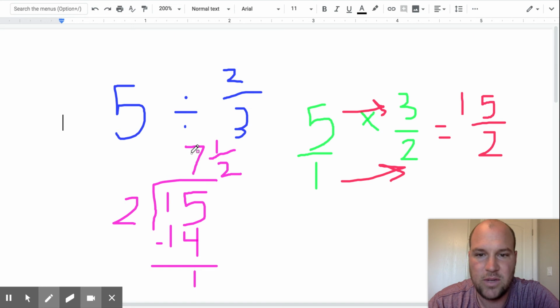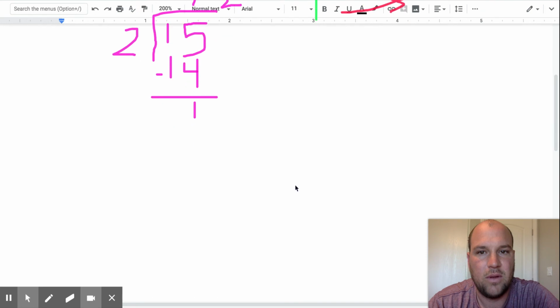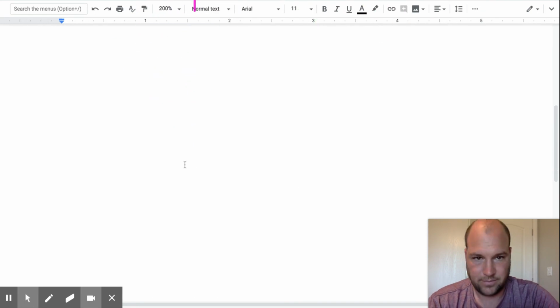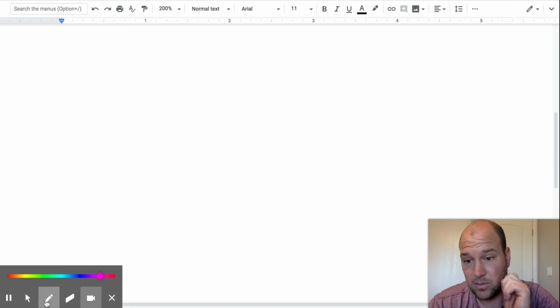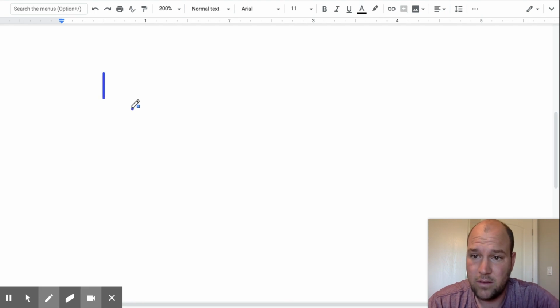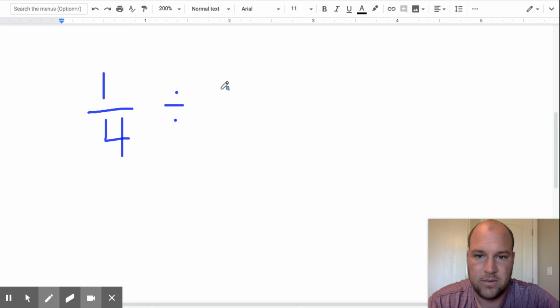Okay, so let's do another one. Let me scroll down here. Let's do a fraction divided by a whole number, because again, it's just flipping. Let's go 1/4 divided by any whole number. 5's fun to work with, but for the sake of whatever, let's go with 3.